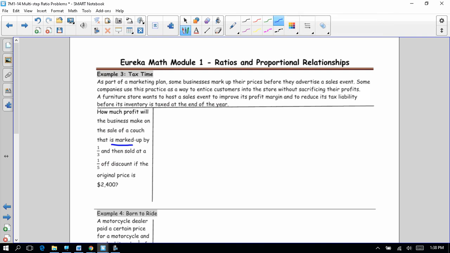Ooh, I'm going to write that. Marked up 1/3 and then sold at 1/5 off if the original price, right, is $2,400. Okay, first of all, let's talk about a markup. Markup means they're going to add, let's write that down, they're going to add 1/3 of the original cost. Okay, and then obviously a discount says we're going to remove, right, or subtract.